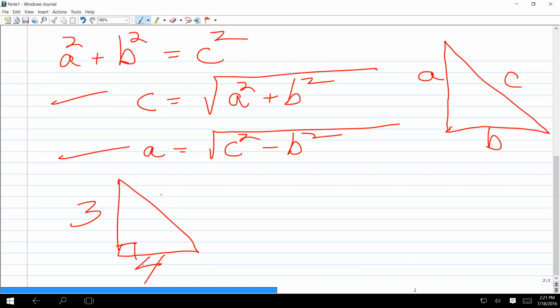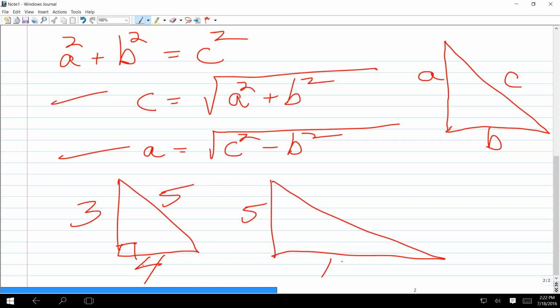Notice that triangle is a 3, 4, 5 triangle. That happens to be also a very, very, very special triangle. It is the lowest whole number right triangle. There is no 1, 2, 3. There's no 2, 3, 4. There's nothing smaller than 3, 4, 5. And in fact, the next biggest one, they call these perfect Pythagorean triangles. The next one is this one, 5, 12, 13.